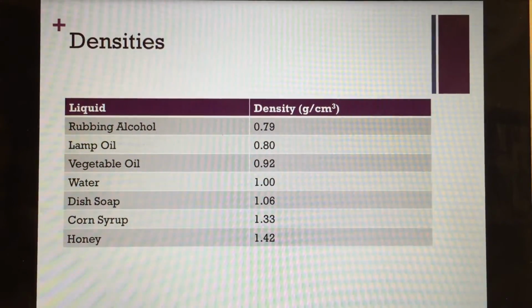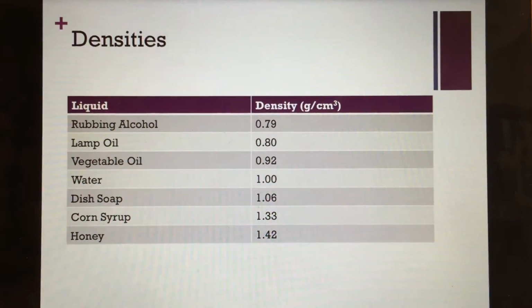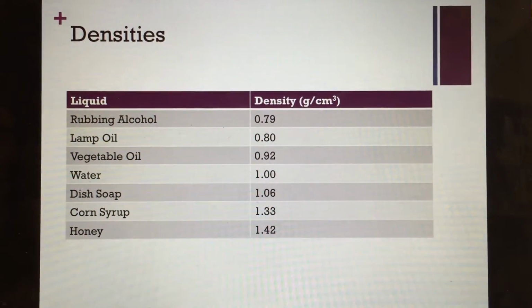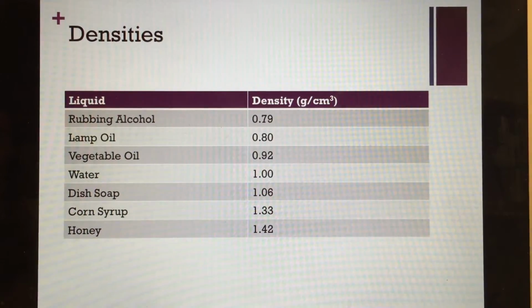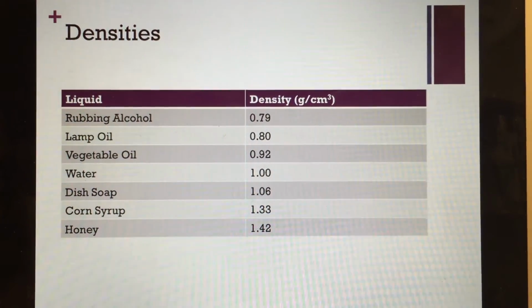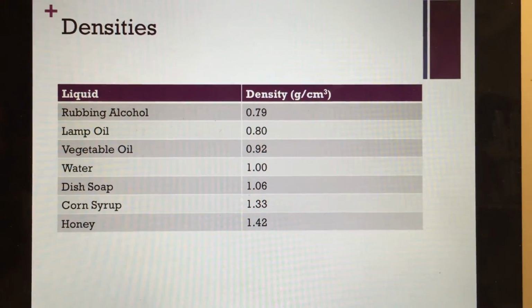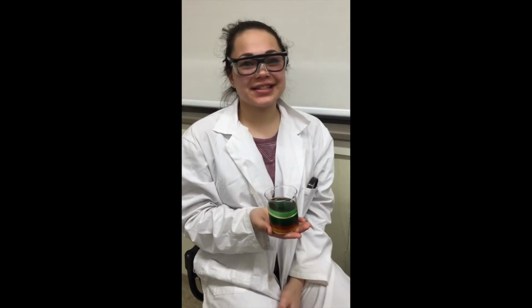The density of rubbing alcohol is 0.79. Lamp oil, 0.80. Vegetable oil, 0.92. Water, 1.0. Dish soap, 1.06. Corn syrup, 1.33. Honey, 1.42. The most dense liquids are present at the bottom of the beaker, and the least dense liquids are present towards the top of the beaker.